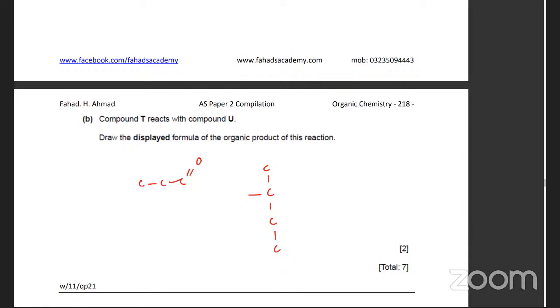So the carboxylic acid and the alcohol would form an ester link in the middle, and you can add in all the hydrogens. There would be 3 hydrogens with this, 1 with this, 2 with this one, 3 with this one, 2 with this one, and there would be 3 over here as well.